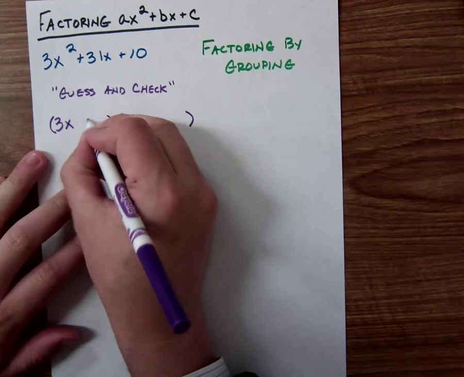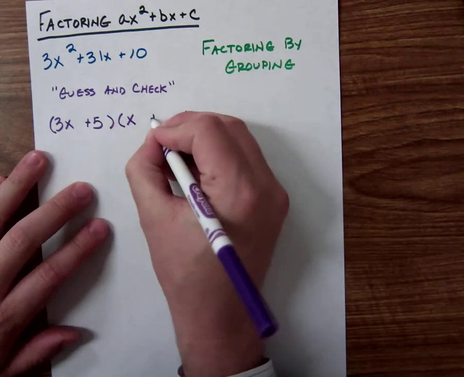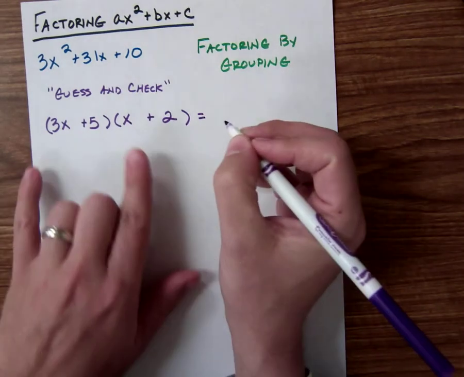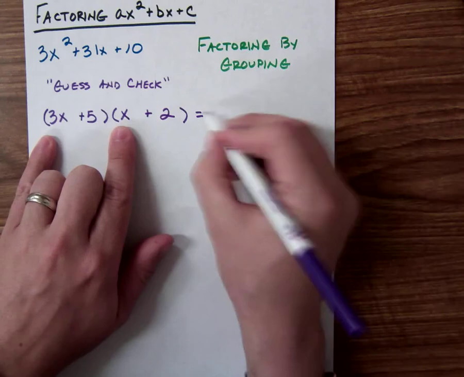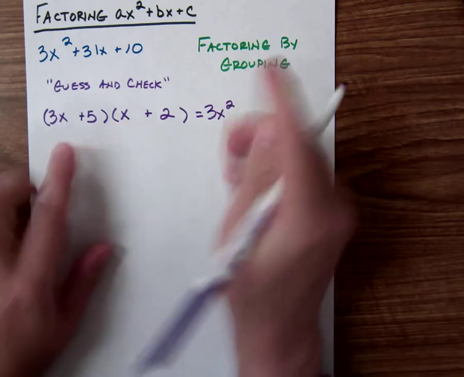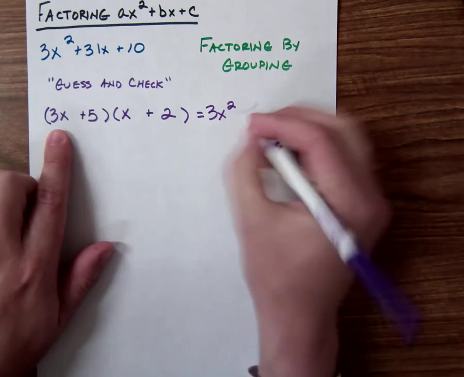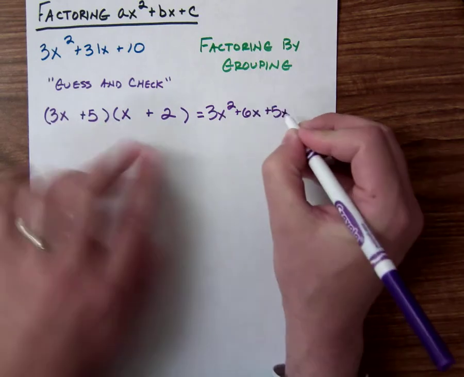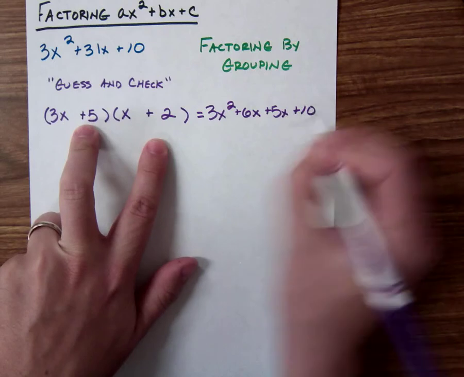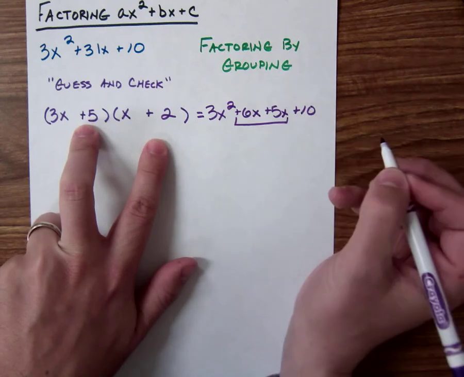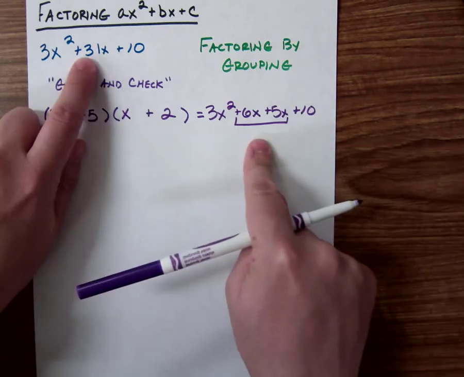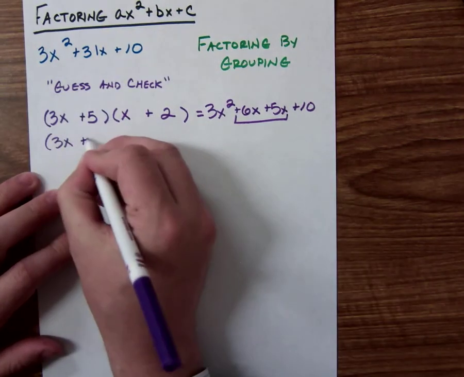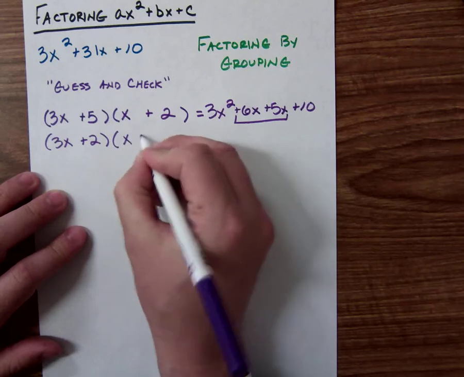For example, let's say I decided to do 5 and 2 as my multiples of 10. I'm going to check this by doing the distributive property. 3x times x. 3x times 2 is 6x. 5 times x is 5x. And 5 times 2 is 10. This is 11x, and I wanted 31x. So that doesn't work. I wonder if it will work if I just switch the 2 and the 5.